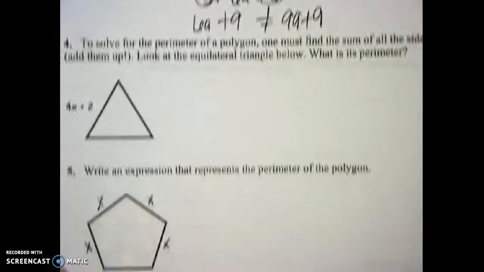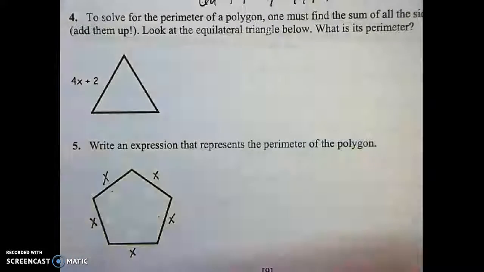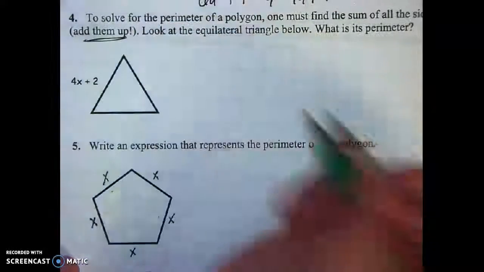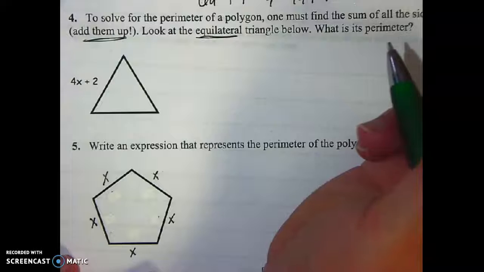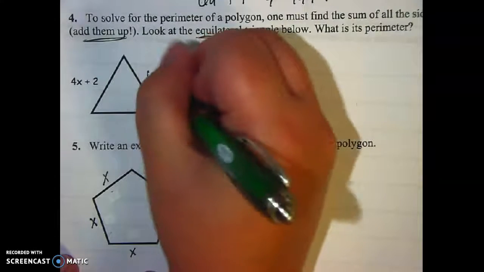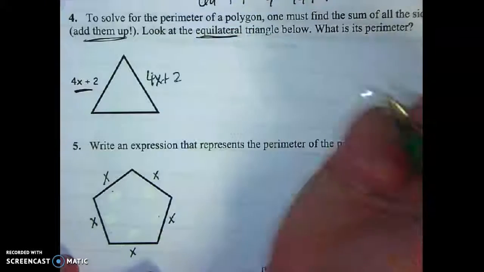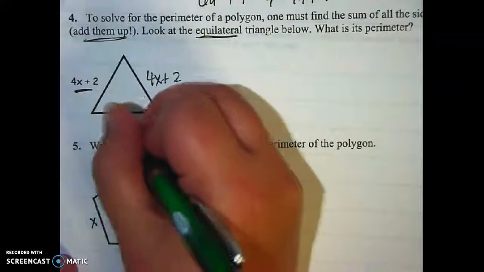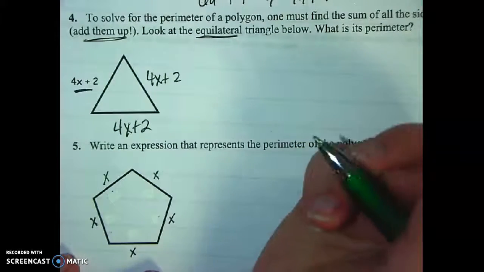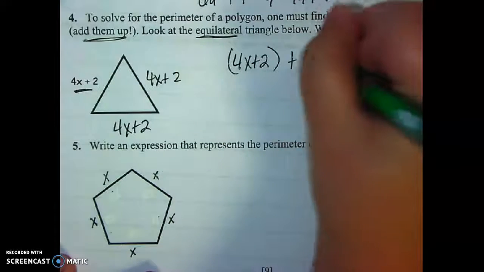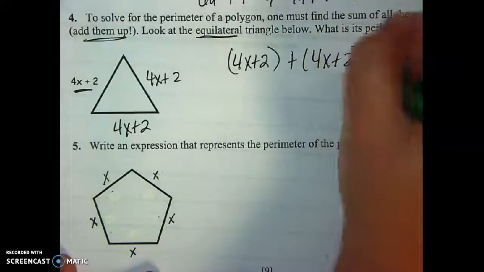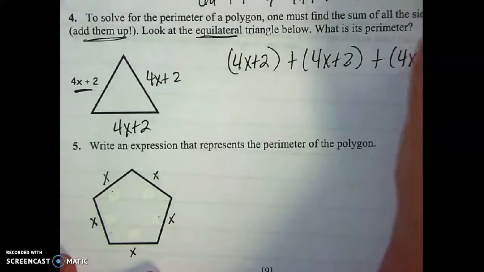Number 4, to solve for the perimeter of a polygon, you must find the sum of all the sides. That means you add them. Look at the equilateral triangle. Equilateral means all sides are equal, so all sides are the same as the side that we've been given, 4x plus 2. So my perimeter is 4x plus 2 plus 4x plus 2 plus 4x plus 2.